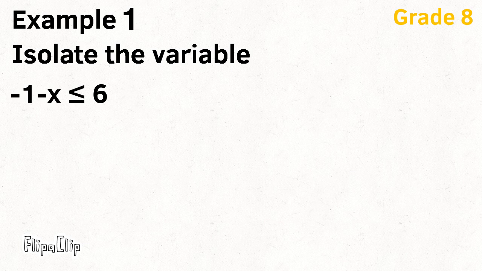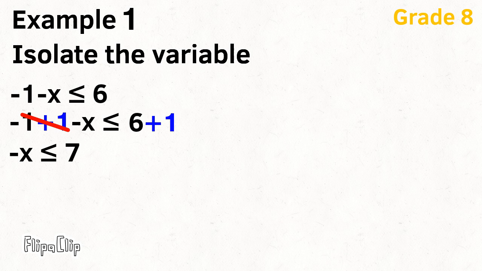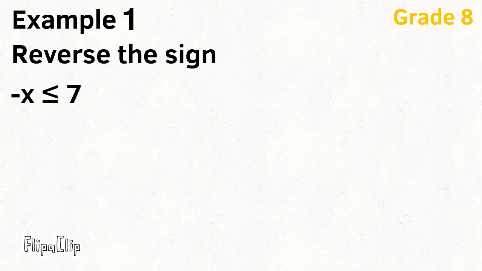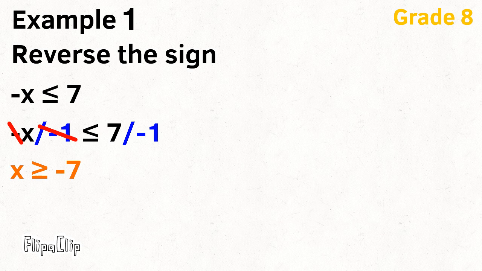So the next step is to isolate the variable. So to remove -1, we can add 1 to both sides. And this gives us -x is less than or equal to 7. And since the x is negative, we have to reverse the sign. And this gives us x is greater than or equal to -7.